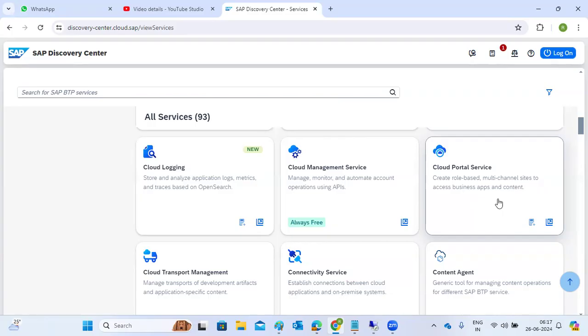After deletion, you can set up a new trial account again if you want to use it. You can set it up here.